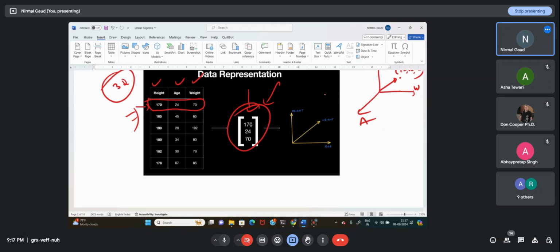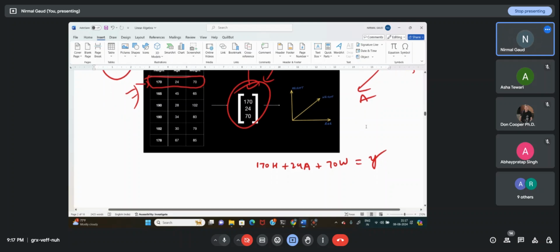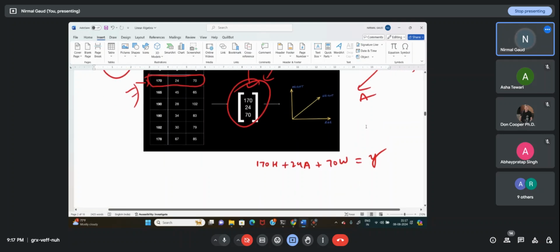You have height, weight, and age, no? So you can write 170h plus 24 age plus 70 weight equal to something. So I can make a system of linear equations based upon it. I just took these numbers as per my choice. Like this is A, B, and C. These are the coefficients. Certainly, these are the coefficients.